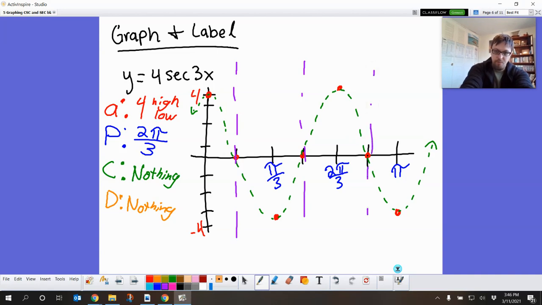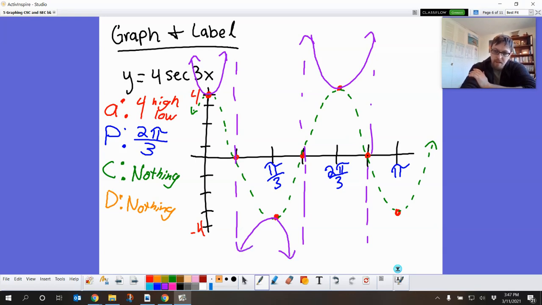So these are all of my vertical asymptotes. Those are my bad places. Then you just bounce off the tops, boink, boink, and then you bounce off the bottoms, boink, and boink.